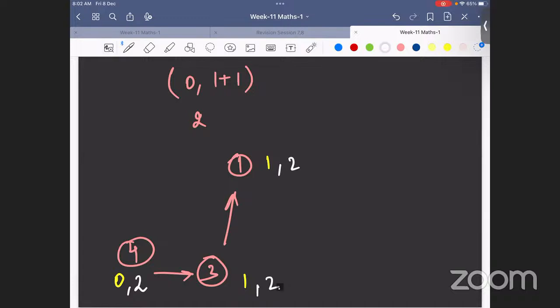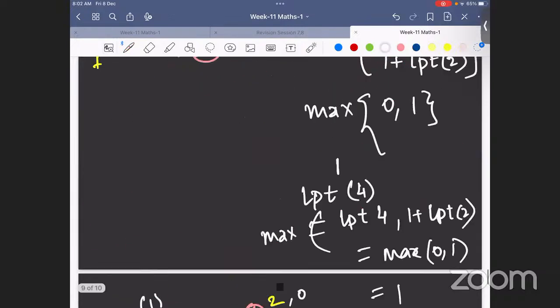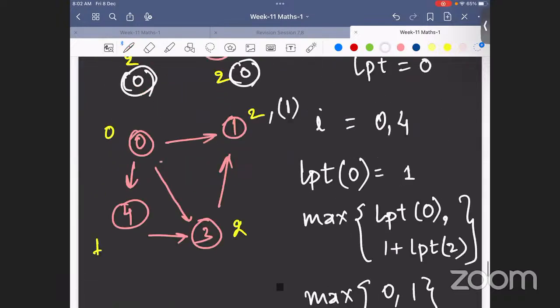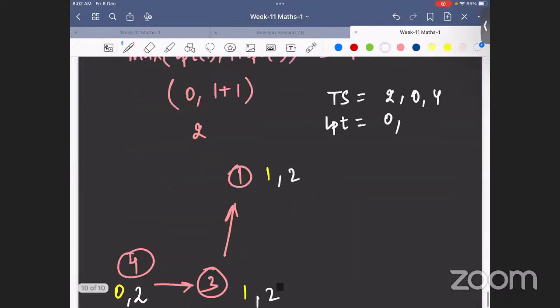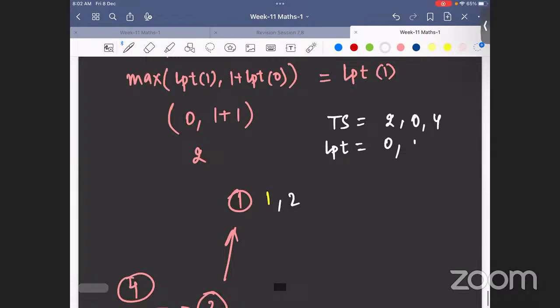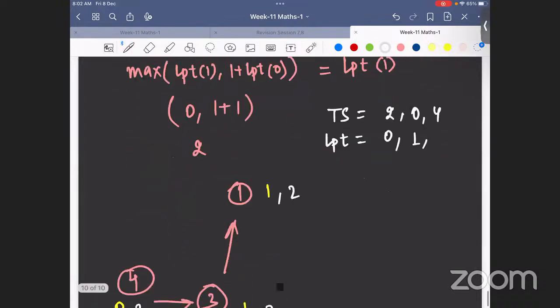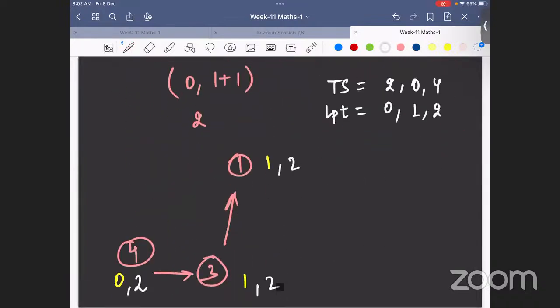Now you can write the topological sorting. Till now, what topological sorting have we written? 2, 4, 2, 0, 0, 4. And what was the LPT that we have calculated? For 2, what was the value? 0. For 1, what was the value? For 1, it was 1, right? For 0, it was 1. And for 4, what is the value? 2. Correct, 2.